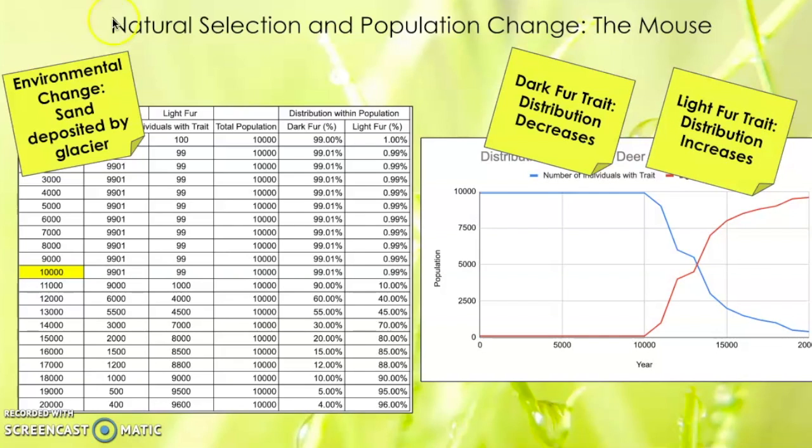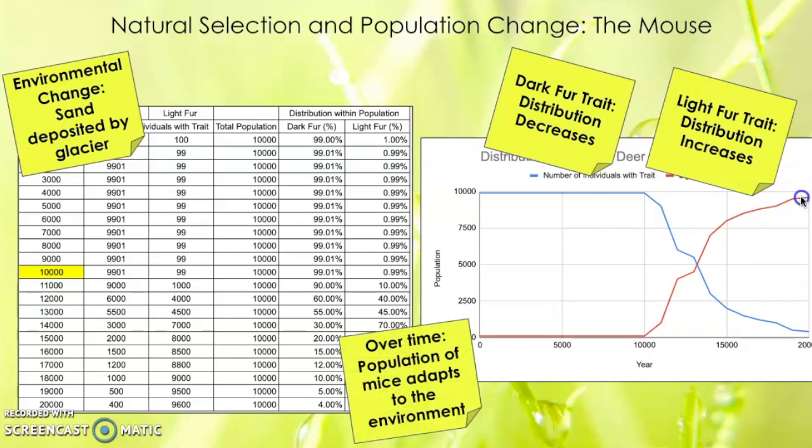This meant that over time, the dark fur trait distribution within that population would decrease, as we can see here, because these individuals were no longer well adapted to their environment. On the other hand, this made the light fur an adaptation, or a trait that made the light mouse more likely to survive and reproduce. Over the course of time, this caused the light fur trait to increase within the population. Over time, this led to the adaptation of the deer mouse.